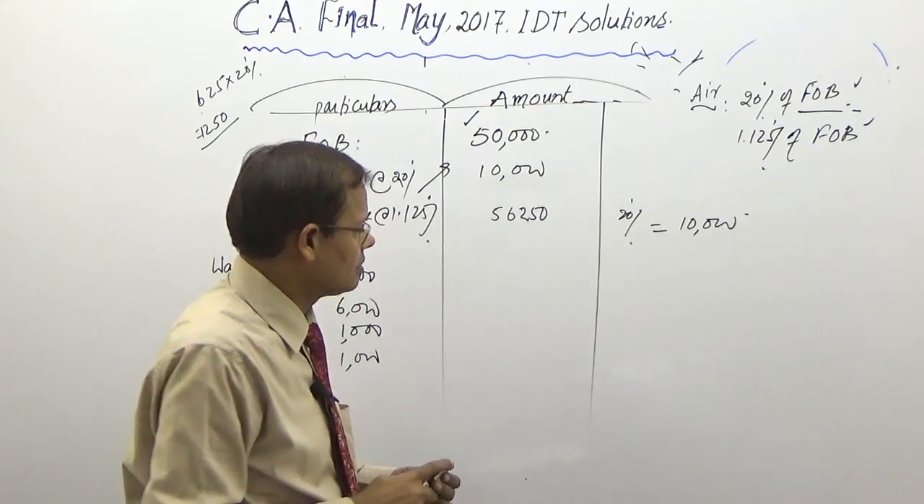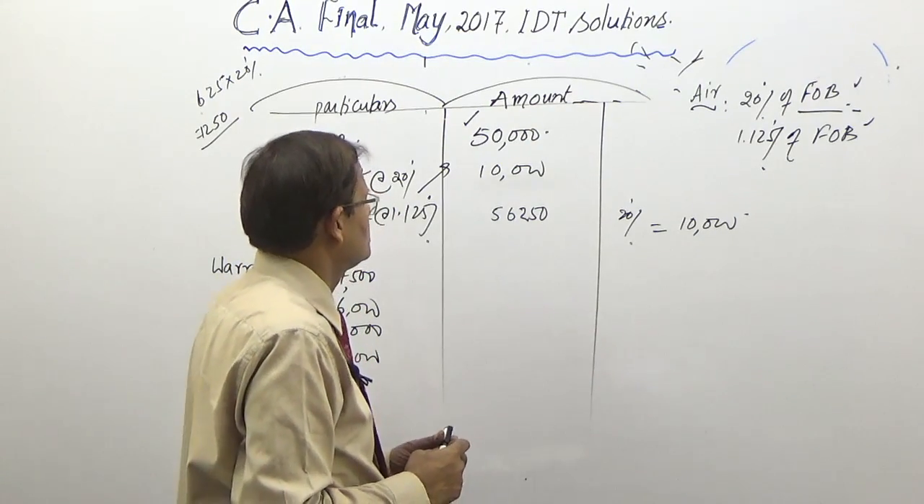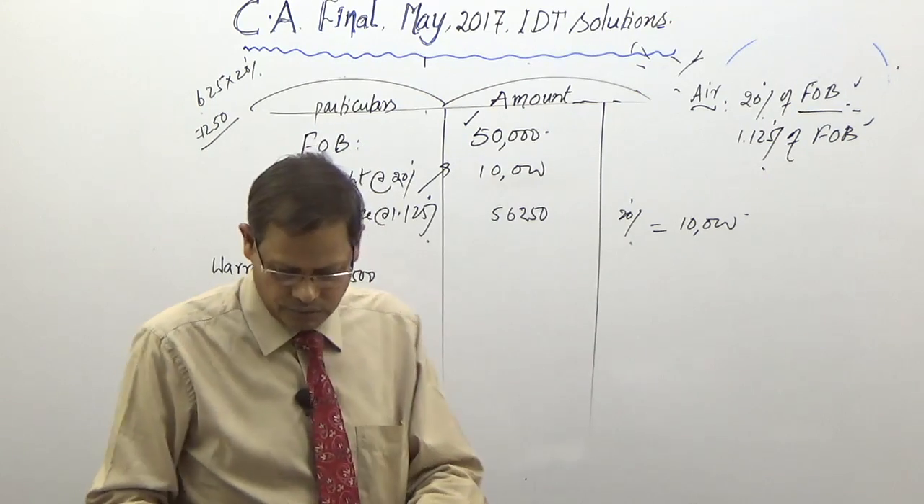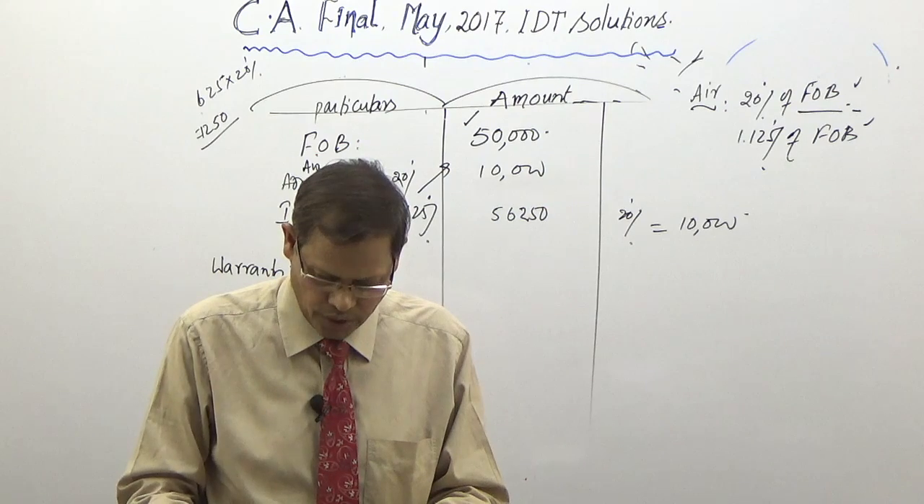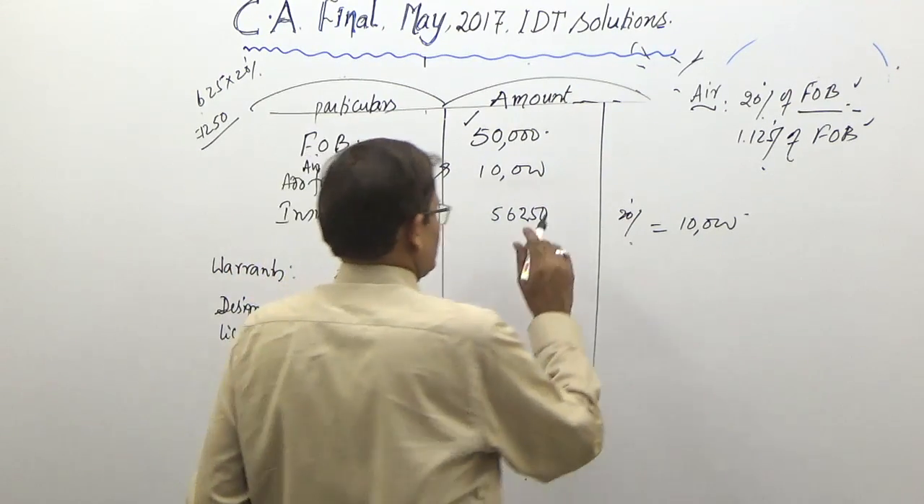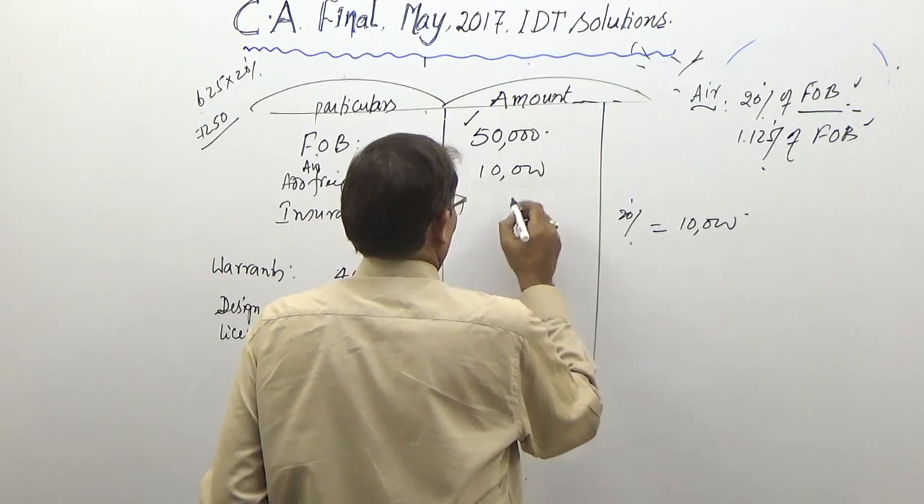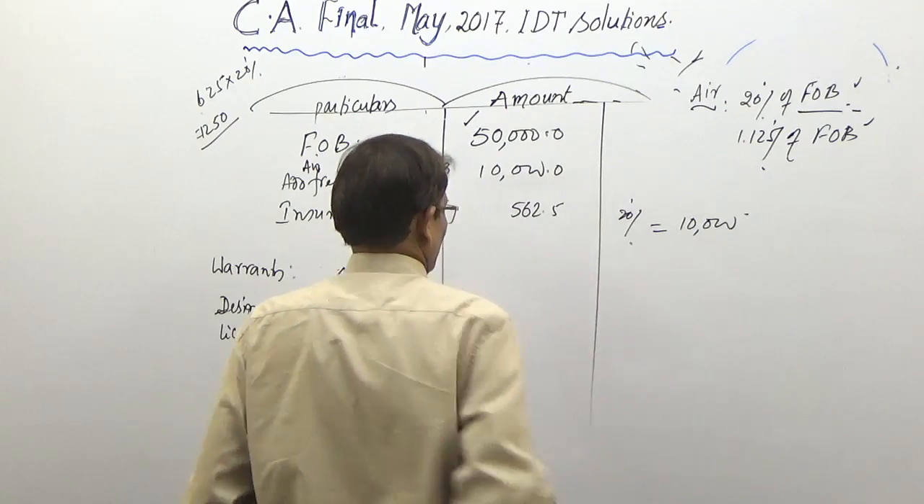It is too much. 5625 on 50,000, it is 1.125%. 562.5, right? 562.5. Okay.